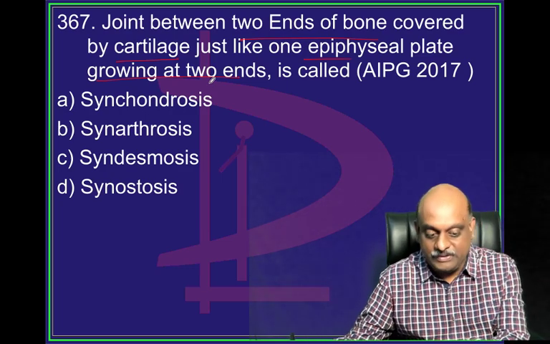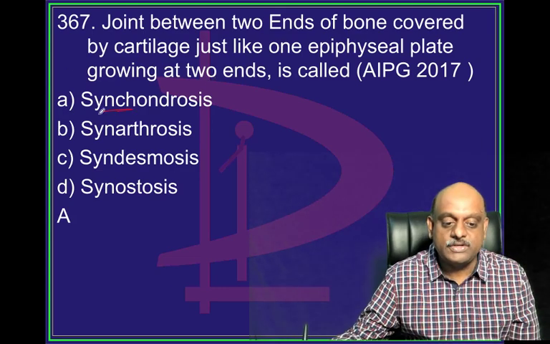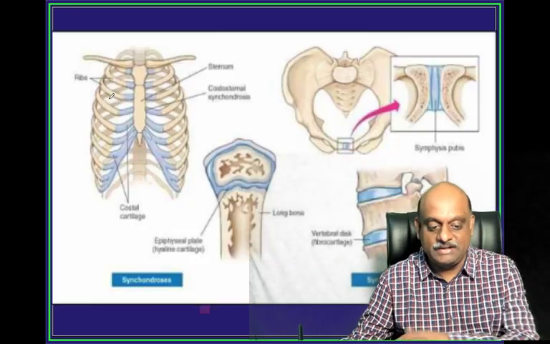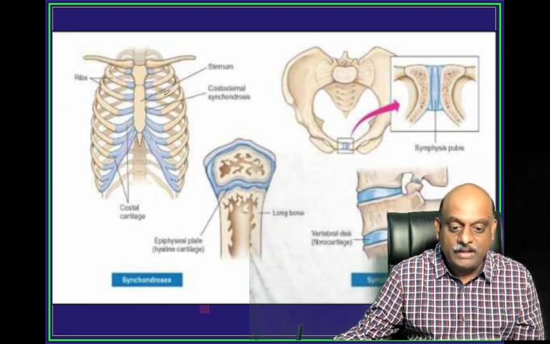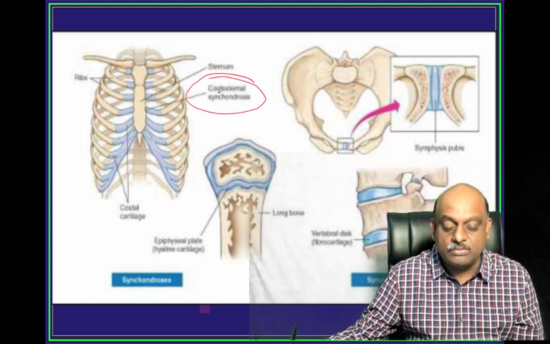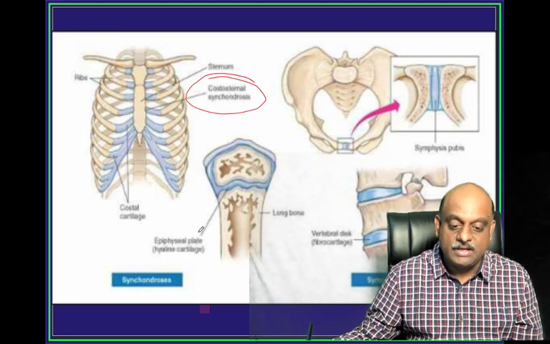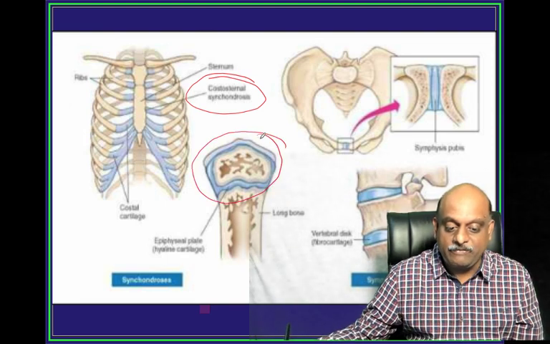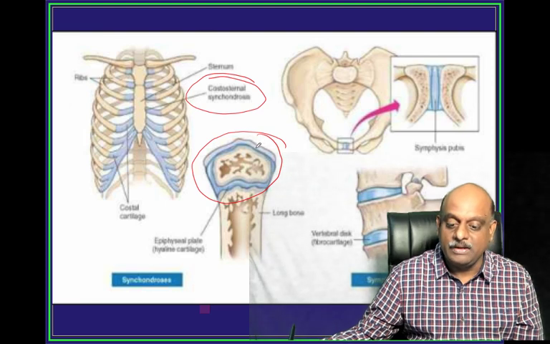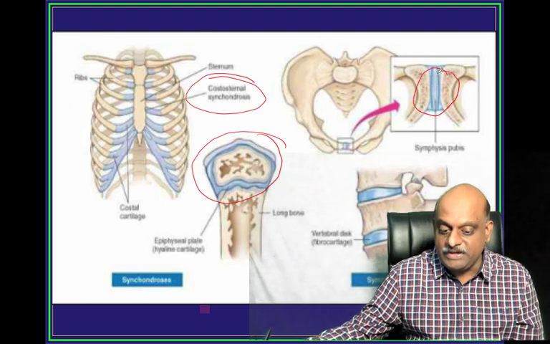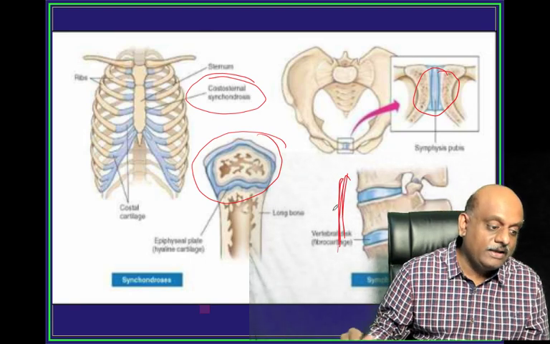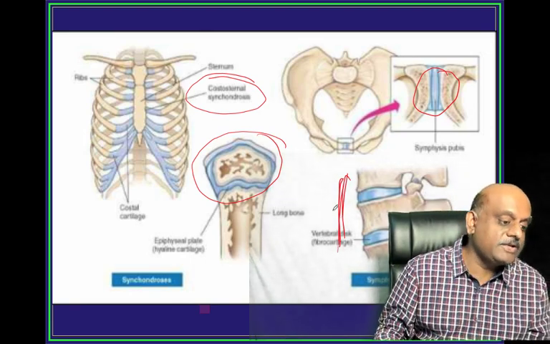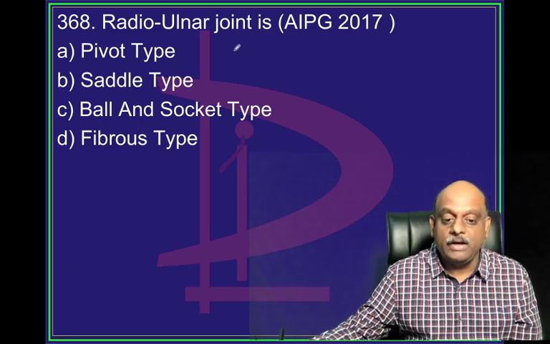Very good. So, it is called synchondrosis. Excellent. So, typically you have the costosternal synchondrosis and an epiphyseal plate in the long bone. Then symphysis means symphysis pubis and intervertebral disc. That is what you need to remember about symphysis.